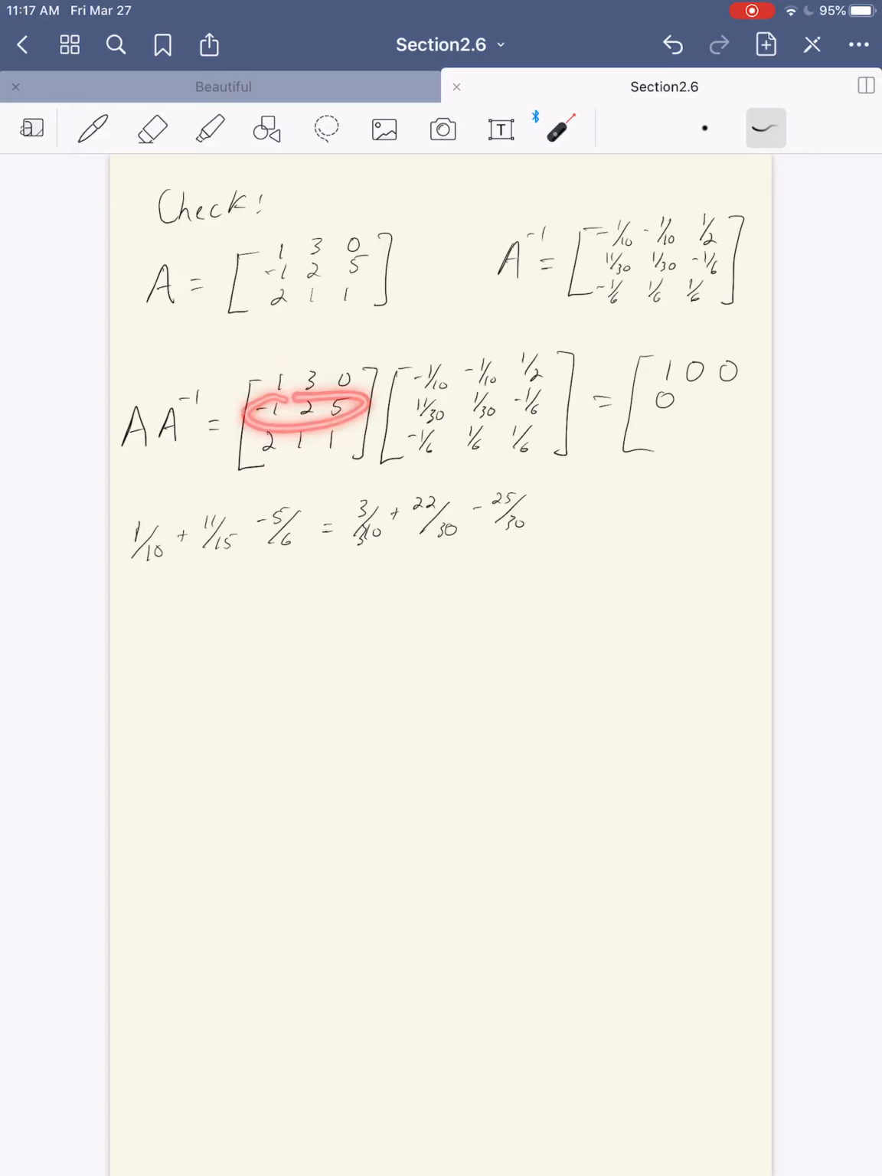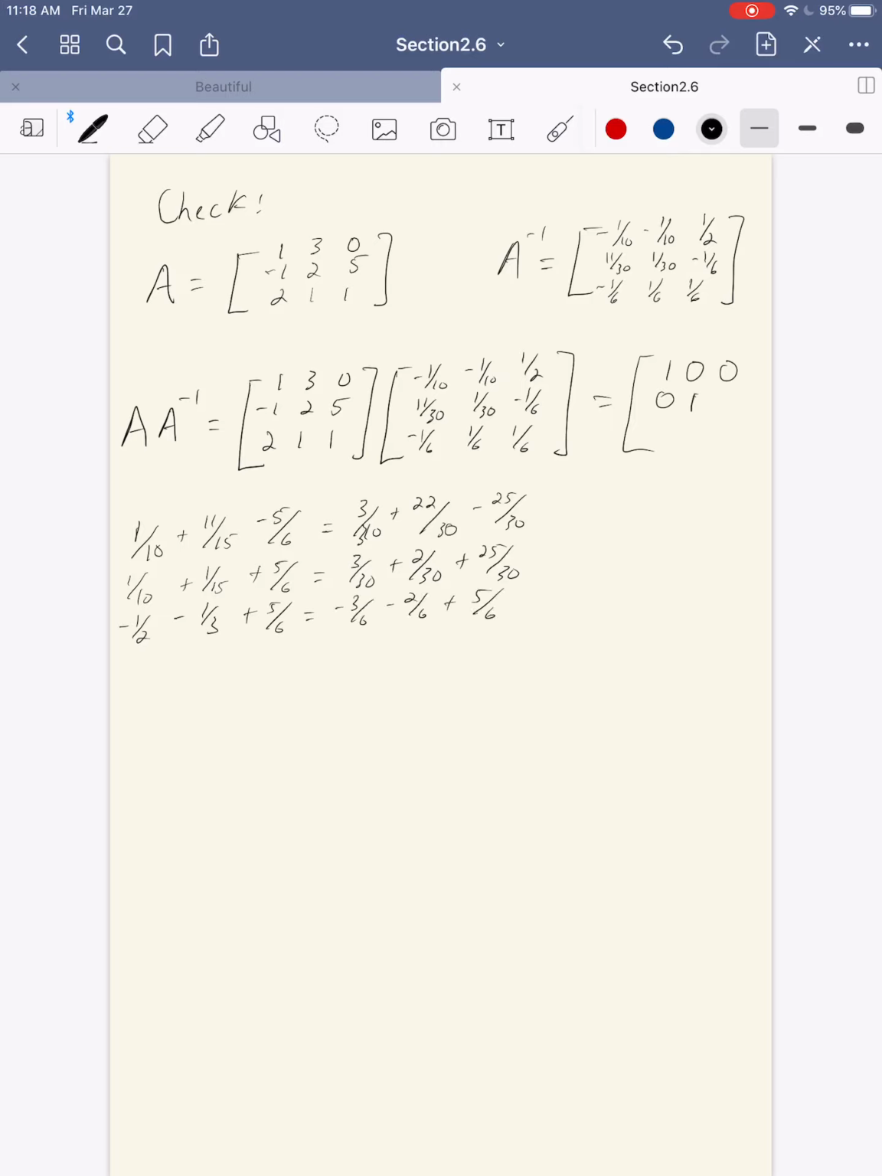Then we can take this row times this column. For that one, we should get 1/10 plus 1/15 plus 5/6. So we do the same sort of thing. We make that 3 over 30, 2 over 30, 25 over 30. Yep, that's a 1, so that's nice and easy. This one here times this here, we should get negative 1/2 minus 1/3 plus 5/6. That looks like negative 3/6, negative 2/6 plus 5/6. That is indeed 0. Then we can start with the bottom row, 2, 1, 1 times this whole mess.